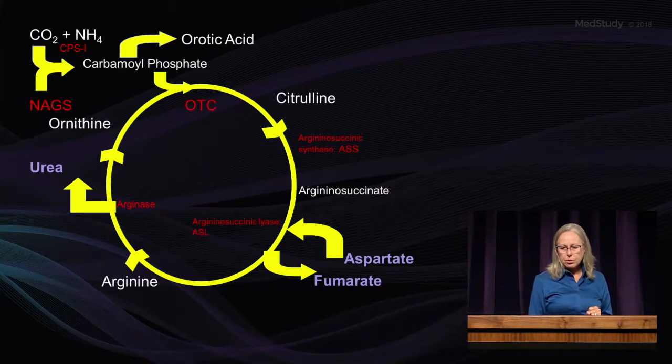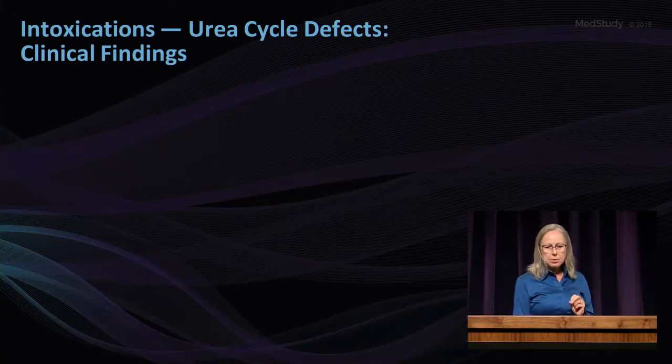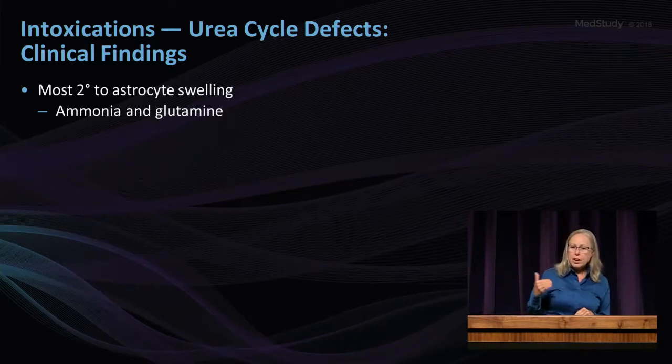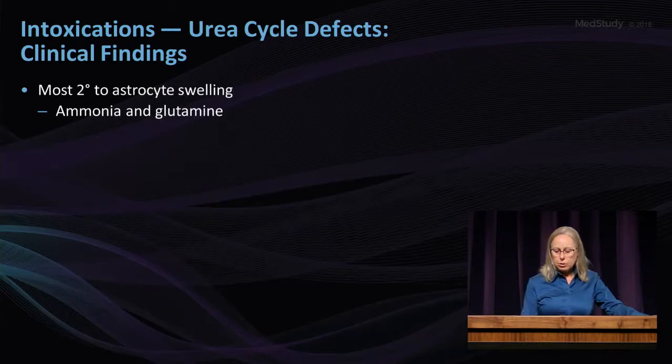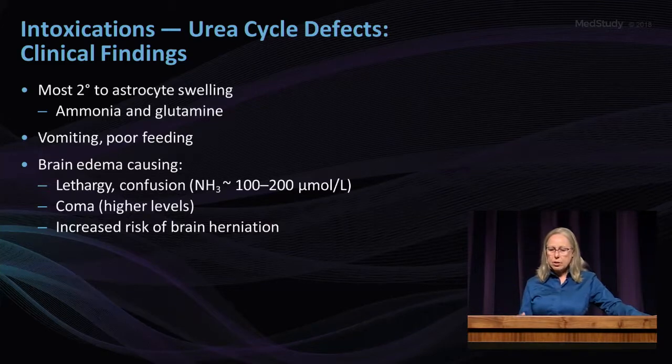All right, so here's the cycle. Goes round and round. And we're going to go through each one of these steps. The reason why we start having findings in this whole group is astrocyte swelling due to ammonia and increased glutamine. They will present with vomiting and poor feeding, and the brain edema causes lethargy and confusion. Usually the ammonia has to get above 100. Remember that babies already have higher ammonia levels, so if you have a baby with an ammonia of 60 to 70, that can be perfectly normal. You really don't start seeing encephalopathic changes until you're over 100. As you go higher, then you can have coma and you can herniate your brain.